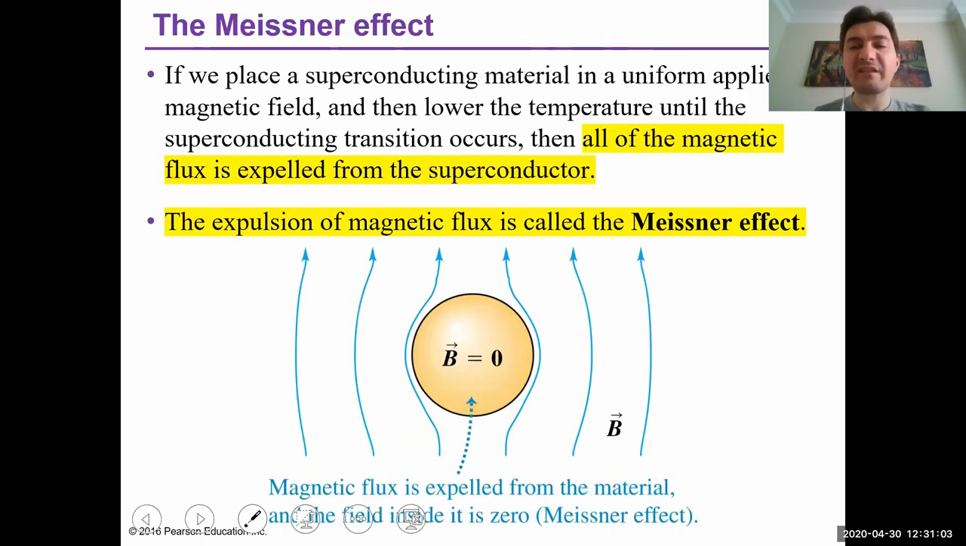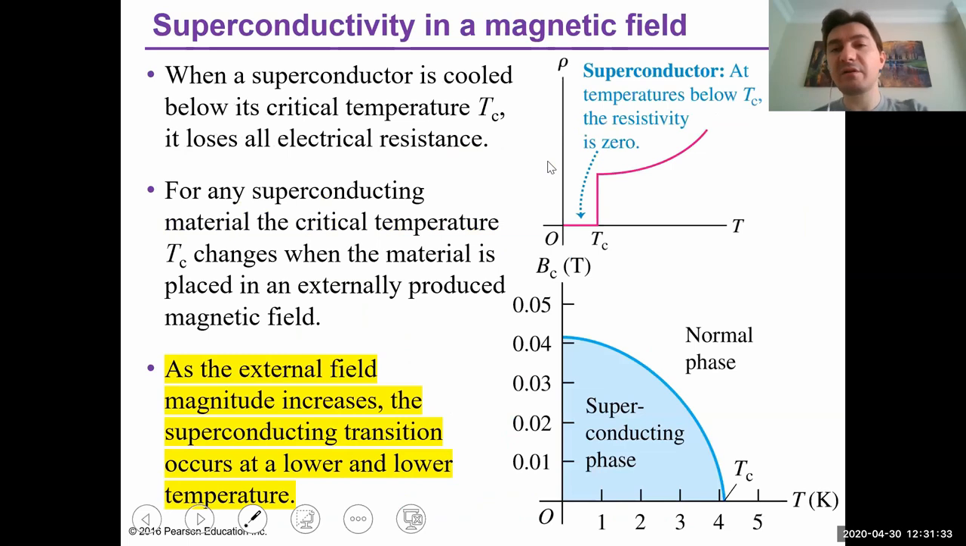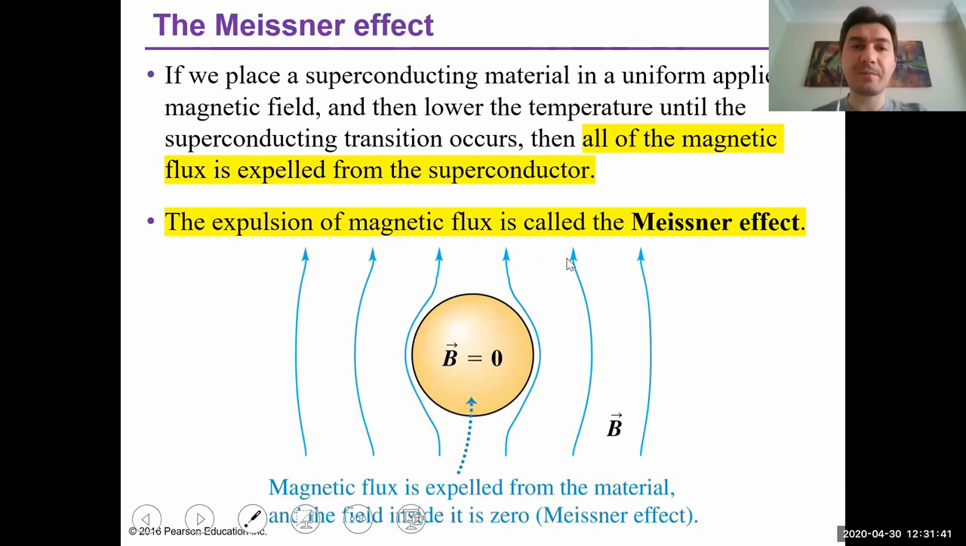So now let's finish with the Meissner effect. What is the Meissner effect? This is a very nice feature of superconducting materials, and it has many applications. I will show you some of them. If we place a superconducting material in a uniform applied magnetic field and then lower the temperature until the superconducting transition occurs, we decrease the temperature, and then the material becomes superconducting in that range. And then there is a uniform magnetic field.